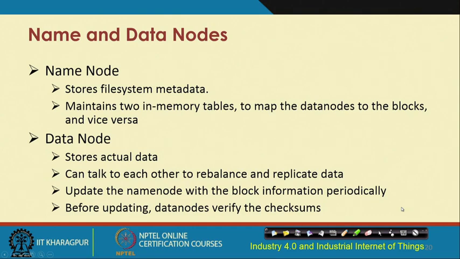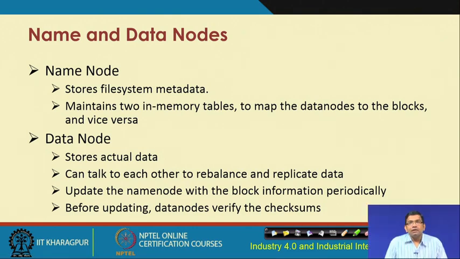So, the name node basically is the centralized entity which stores the metadata about the file system. It maintains two in-memory tables to map the data nodes to the blocks and vice versa. Name nodes are connected to the data nodes, which are the ones where the actual data is stored. These data nodes are also interconnected with each other.